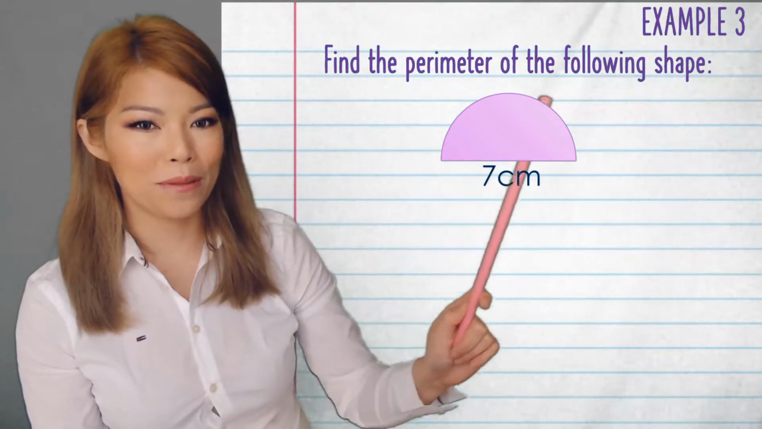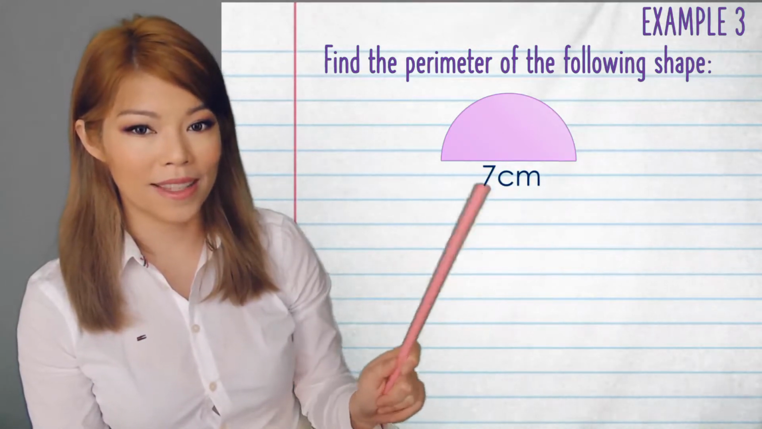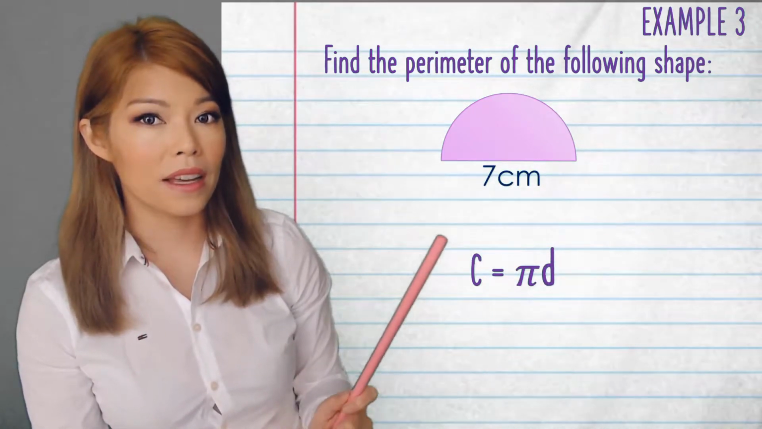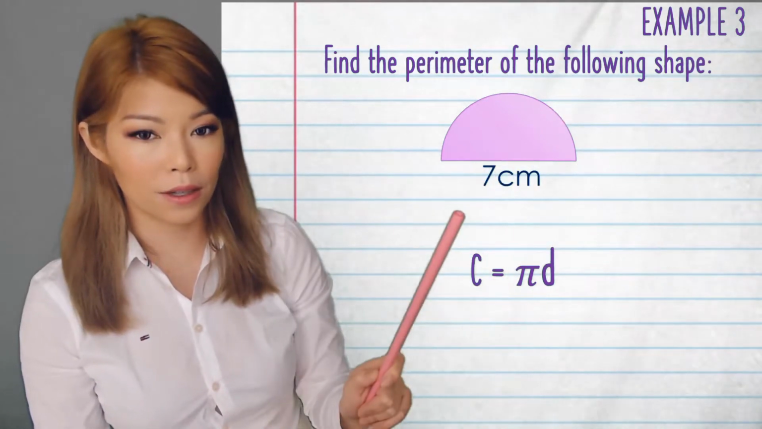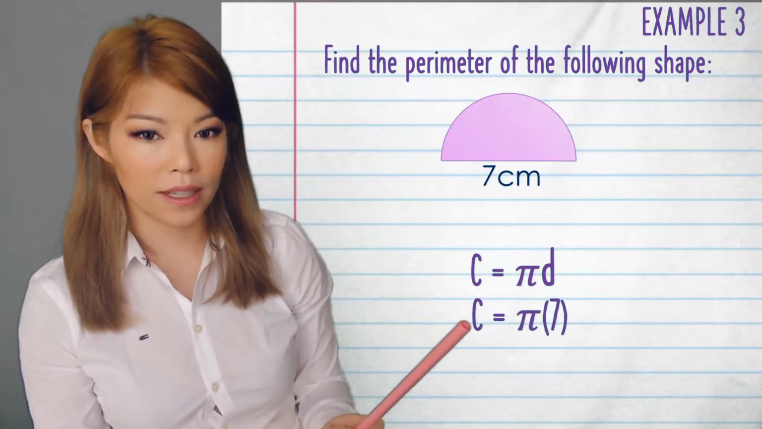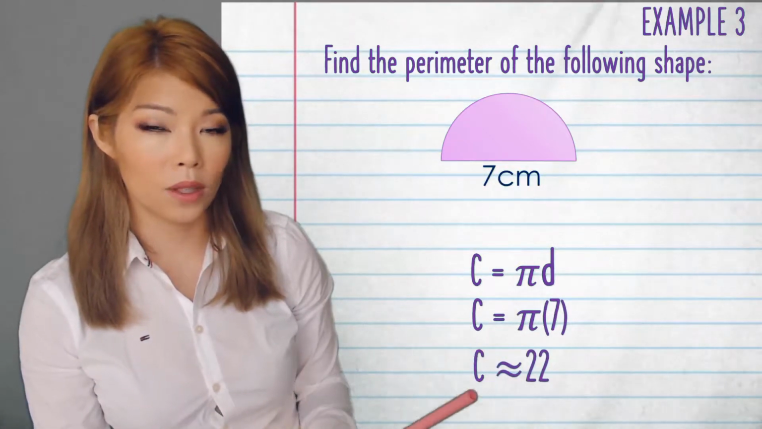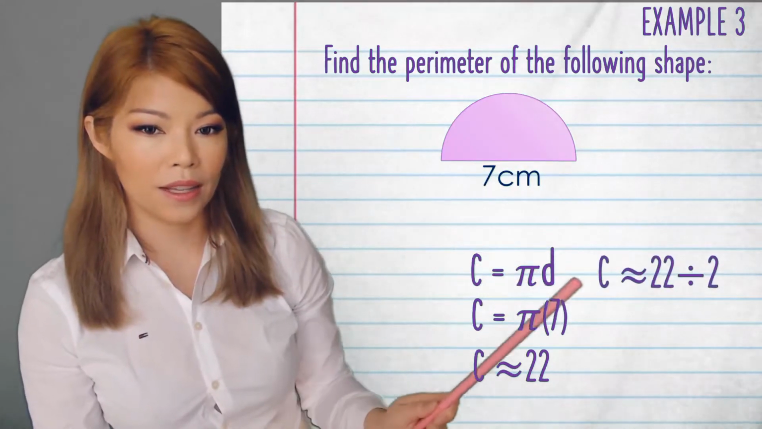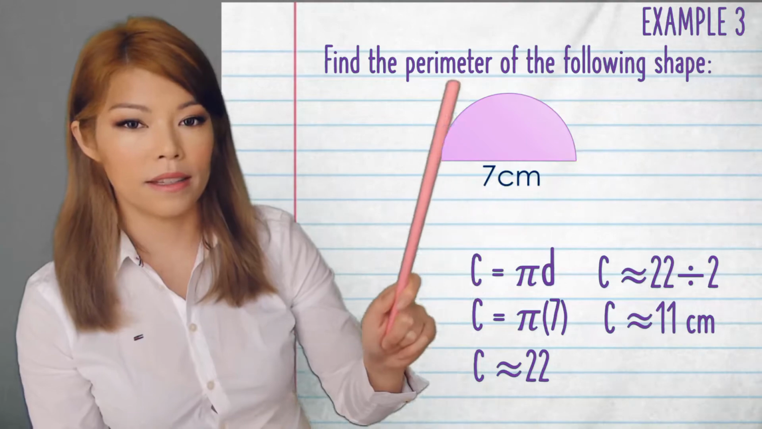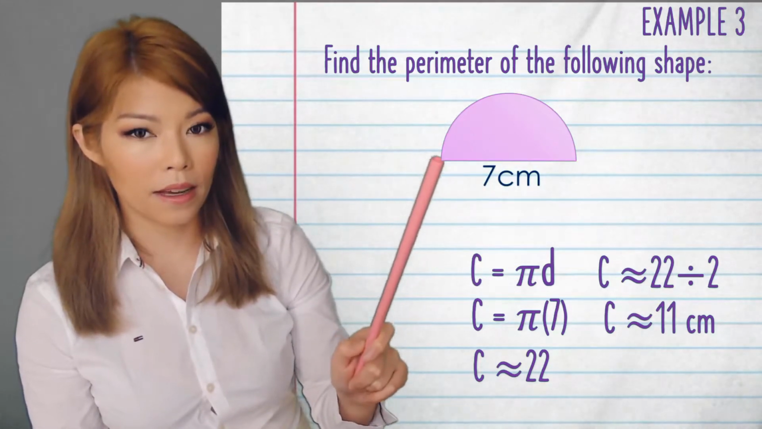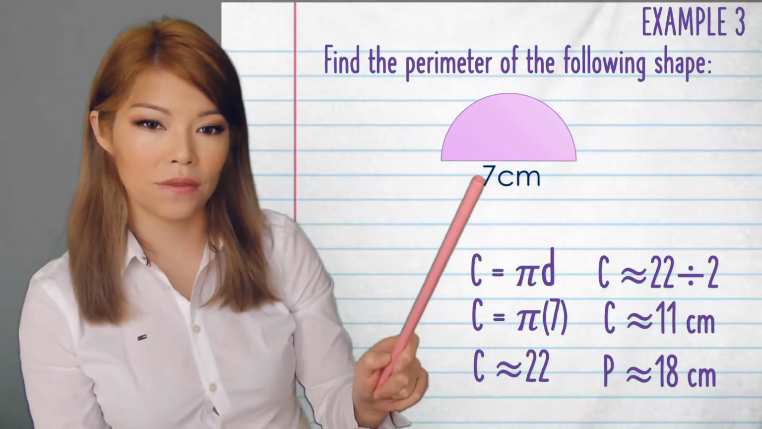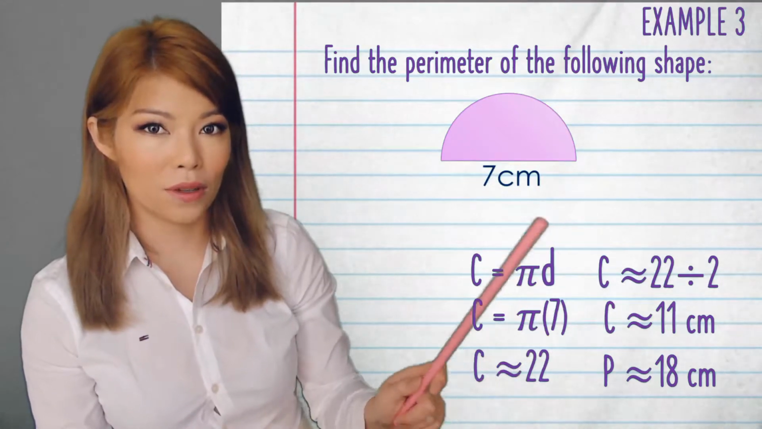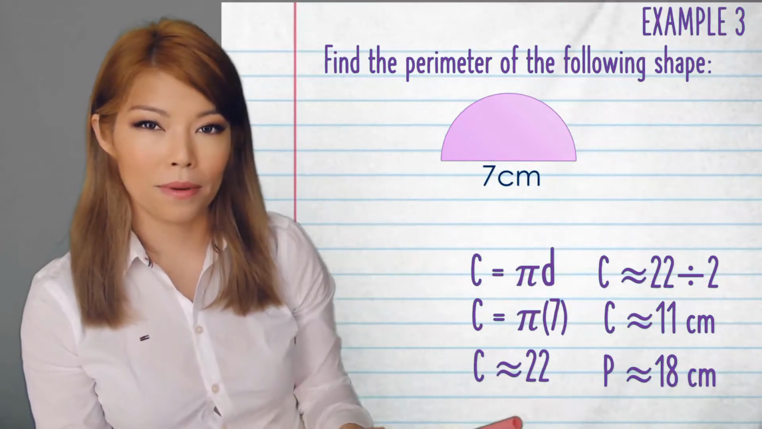Example 3, find the perimeter of the following shape. Here we have half circle and 7 is our diameter. So we use the circumference equals pi d formula, but that gives us the whole circle and we only need half a circle. So let's work out what a whole circle is. So pi d is 7 pi is 22 on the calculator. Now we need half a circle, so we need to divide by 2. So we get 11. 11 centimeters is this section here. Now we need the perimeter, so we also have to add that bottom section of 7. So the perimeter, or P, is equal to 18 centimeters. Notice that I've used C for the circumference and P for my perimeter.